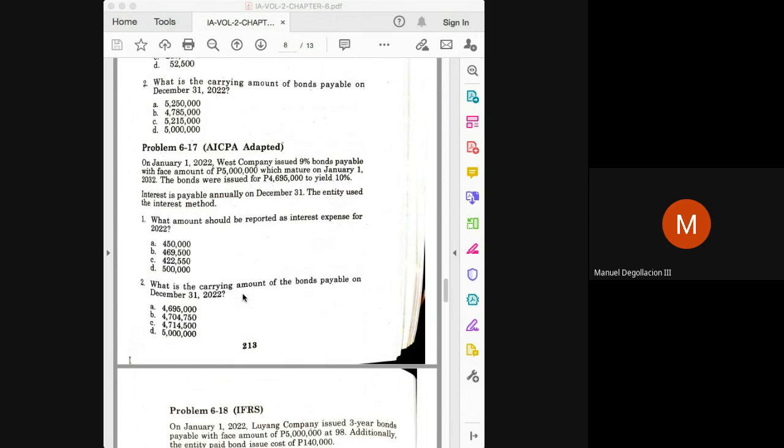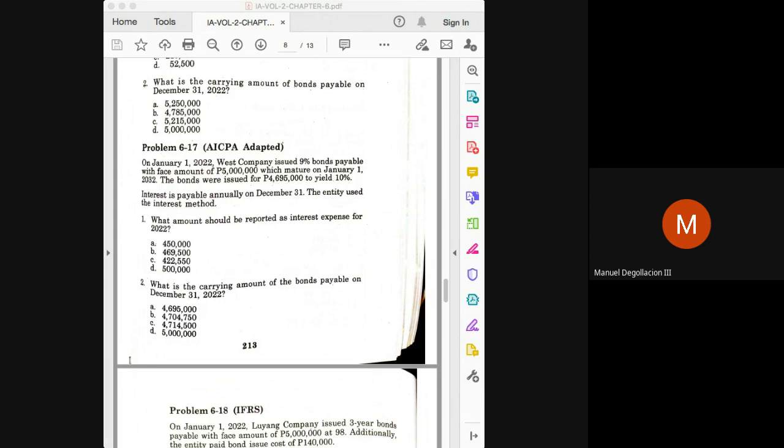6-17: On January 1, 2022, West Company issued 9% bonds payable with face amount of 5 million, which mature on January 1, 2032. The bonds were issued for 4,695,000 to yield 10%. This means that the bonds were issued at a discount. Interest is payable annually on December 31. The entity used the interest method. What amount should be reported as interest expense?